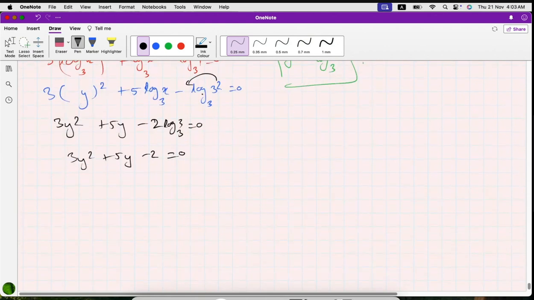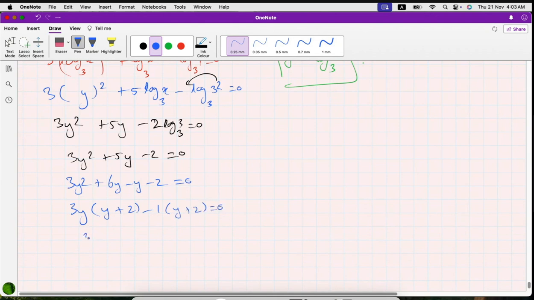Now we will solve for y. This is now a quadratic equation. 3 times minus 2 is minus 6. 3y square plus 6y minus y minus 2 is equal to 0. 3y common, y plus 2, minus 1 common, y plus 2 is equal to 0. Now 3y minus 1 and y plus 2. So 3y minus 1 is equal to 0, y is equal to 1 by 3. On the other side, y is equal to 2.